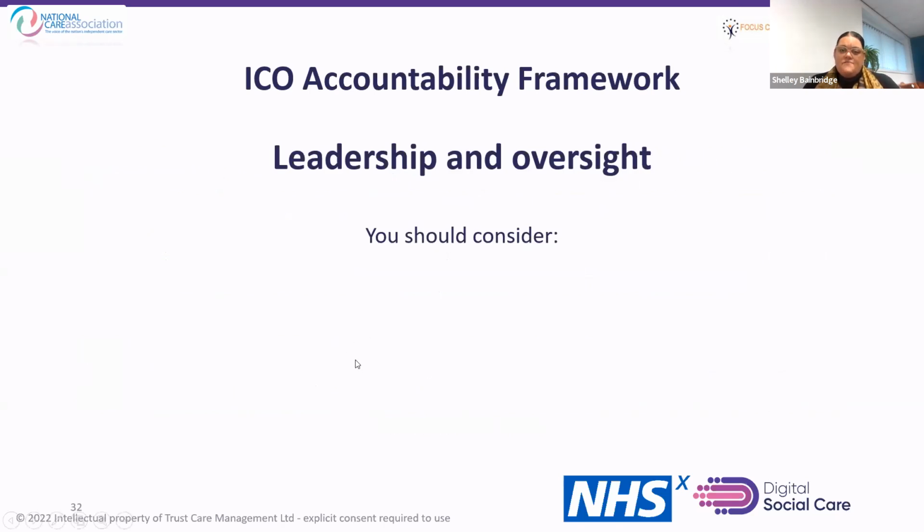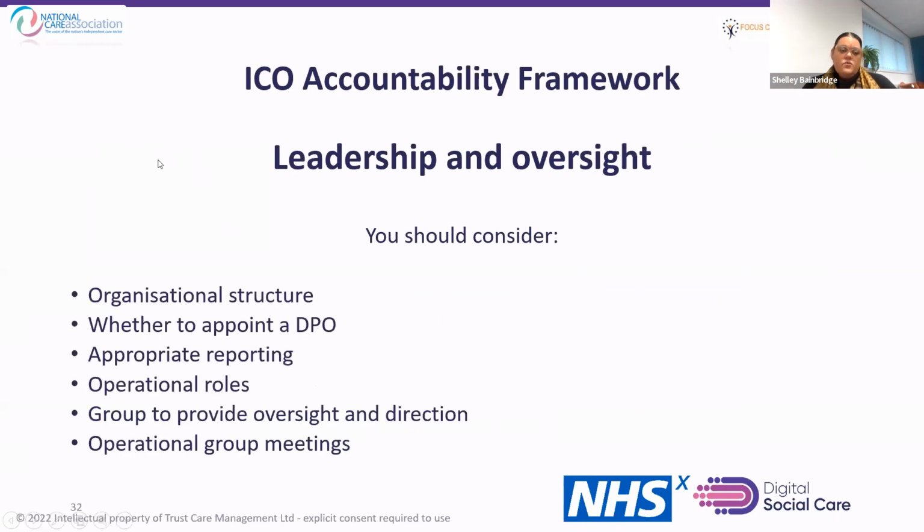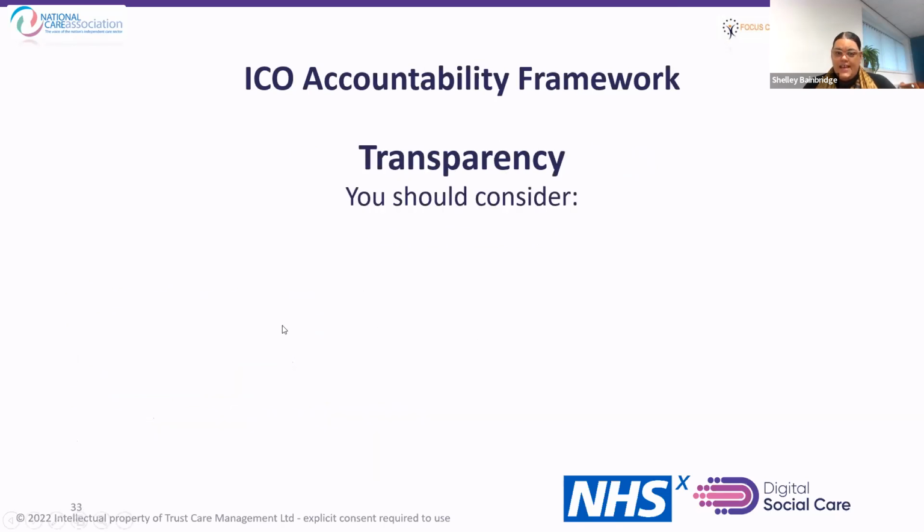So for the accountability framework, one of the tabs is leadership and oversight, and the areas they ask you to consider are your organisational structure and whether to appoint a DPO. That's where you can go onto the ICO website and complete the 5-minute quiz on do I need one? From there, that should be your starting point if you have not yet made a decision on whether you require a DPO or not. There are appropriate reporting documents, policies and toolkits in there for you. Operational roles: what do we do operationally? A group to provide oversight and direction, and operational group meetings.